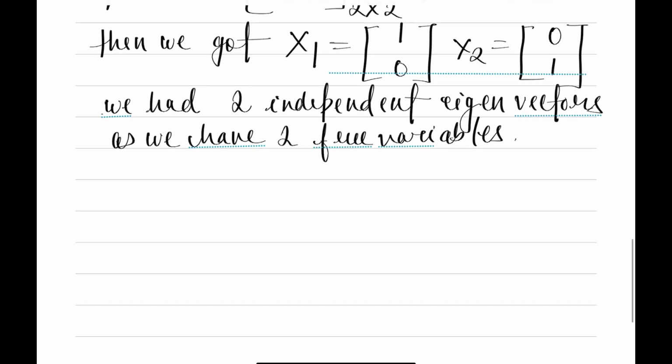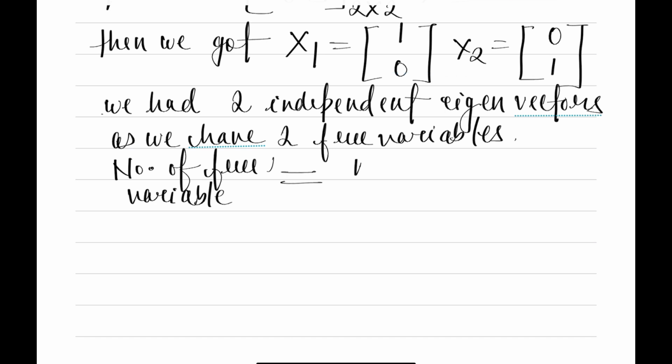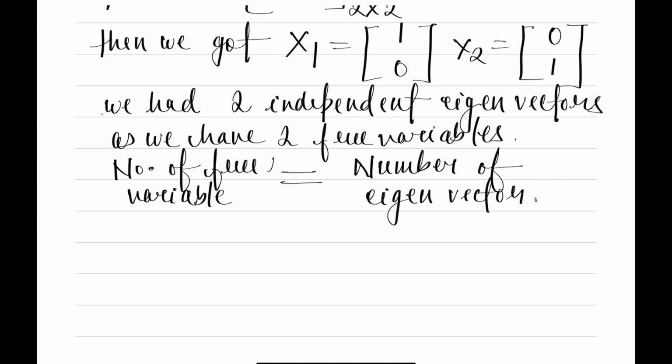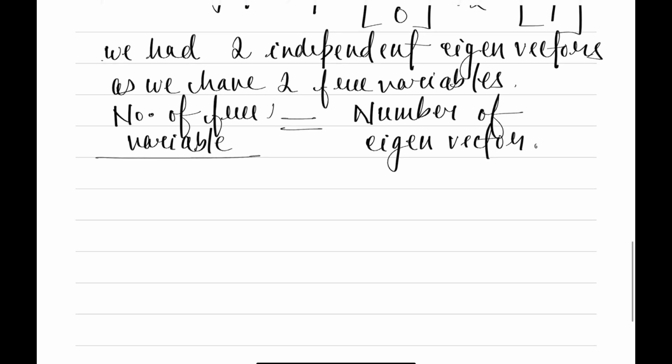So we can conclude the number of free variables is equal to the number of eigenvectors, and the number of free variables is nothing but nullity.